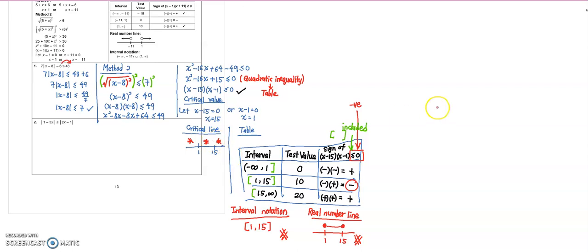This is homework. This homework for question number 1. I show you method 1 and method 2.